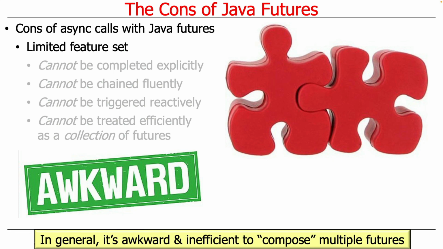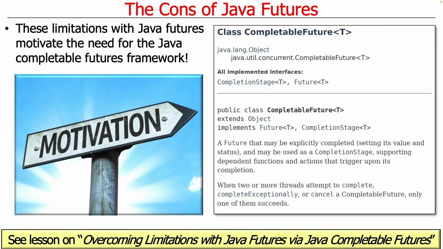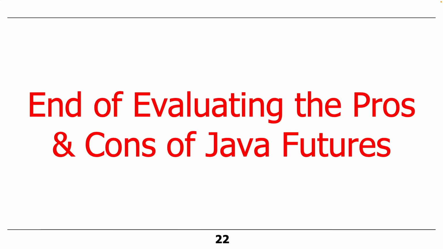And of course, solving all those limitations, all 4 of those things that can go awry, all the quirks of futures, is precisely what motivated the need for Java completable futures, which is going to fix all of these problems. And that's what we're going to talk about next, now that we've wrapped up our discussion of the pros and cons of Java futures.